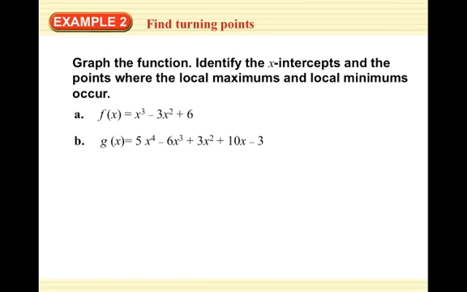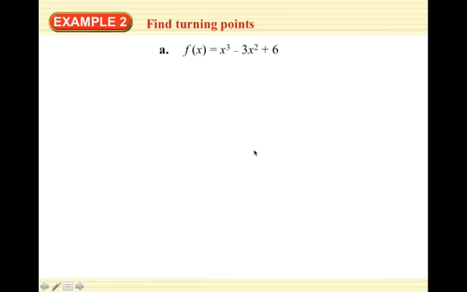Alright, we're going to graph the function. Identify the x-intercepts and the points where the local maximums and local minimums occur. So we've got f of x equals x cubed minus 3x squared plus 6, and we've got g of x equals 5x to the 4th minus 6x cubed plus 3x squared plus 10x minus 3. So let's look at x cubed minus 3x squared plus 6.